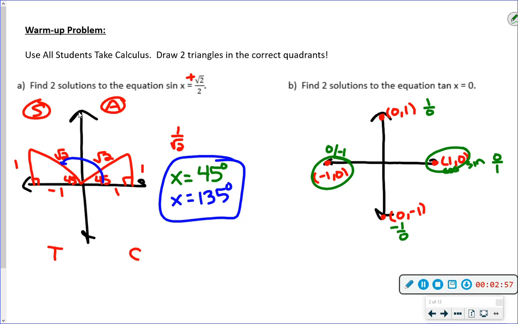So specifically, what are the two angles that correspond to those points? The left point, let's start on the left. Left point is 180. Right point would be 0. And it didn't say radians or anything, so I just left them in degrees. So this is kind of the preview of what we're going to be doing, solving equations.